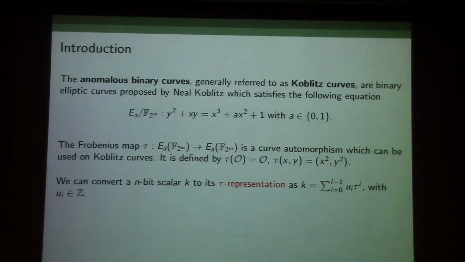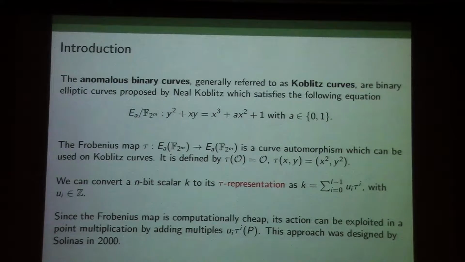But as these isomorphisms are very, very fast, we can convert the scalar k, instead of a set of digits, a set of bits. We can represent it through a summation of digits multiplied by powers of tau instead of powers of 2. So we can perform the scalar multiplication, instead of doing double and add, we can do tau and add, where tau is a very fast operation.